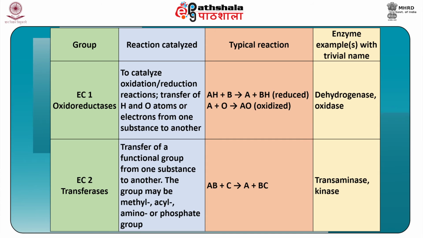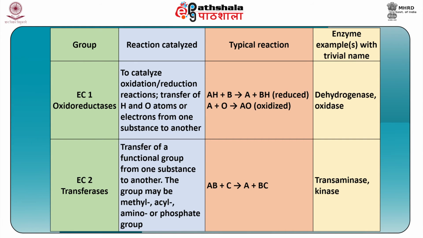Whenever the catalysis involves oxidation-reduction reactions or the transfer of hydrogen and oxygen atoms from one moiety to the other, or even electrons. In this particular example, you can see AH plus B combine to form A plus BH. So basically there is a reduction of B taking place in this reaction. Another example which we can see is the transfer of oxygen to A. So in this case, A is getting oxidized. So under this EC 1 category, the oxidoreductases, what comes in are dehydrogenases and oxidases.